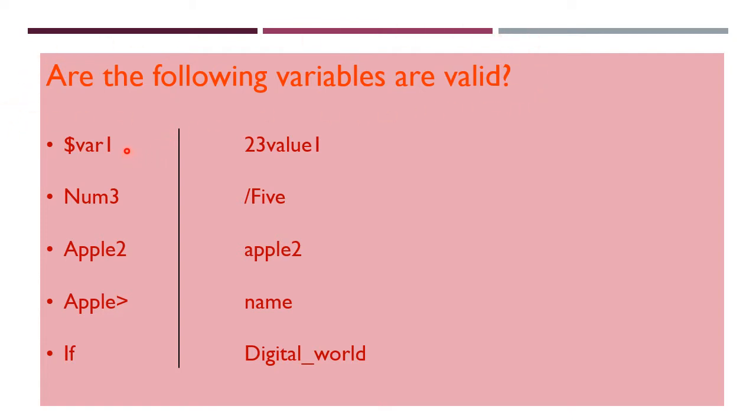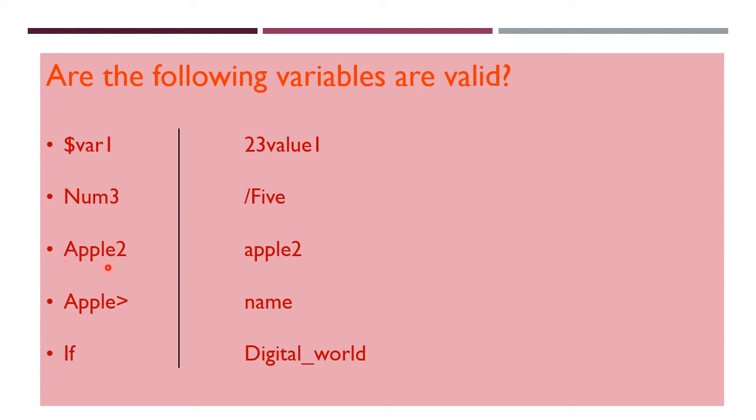Now let us see, are these variables valid or not? Let us see $var1. Is it a valid variable name? No, this is not a valid variable name. Why? Because this variable name starts with a dollar symbol. No variable should start with a dollar symbol, right? Is this a valid variable name? Num3. Yes, this is a valid variable name. Why? Because it starts with a letter and it has letters as well as numbers.